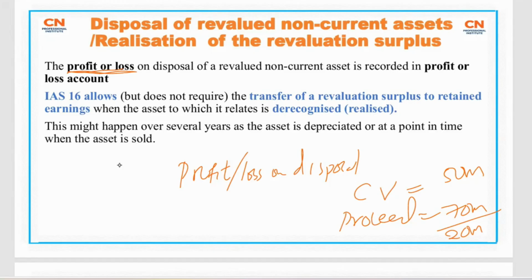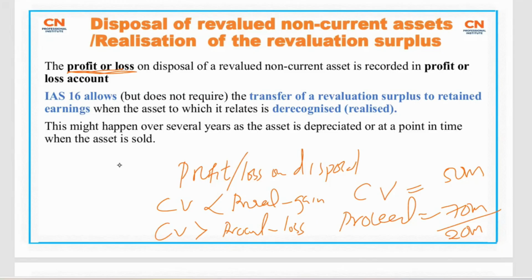So don't forget, if the carrying value is less than the proceeds, or the proceeds are more than the carrying value, then there's a gain on disposal, which goes to P&L. If the carrying value is bigger than the proceeds, then there's a loss on disposal, which is also recorded in P&L, irrespective of whether the asset has previously been revalued or not.